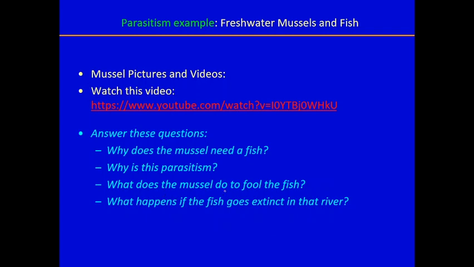What does the mussel do to fool the fish? Well, we talked about that. I'm not going to go over that again. But I do want to focus on this. What happens if the fish goes extinct in the wild or in that river? Well, pretty clearly, you lose the mussel as well.